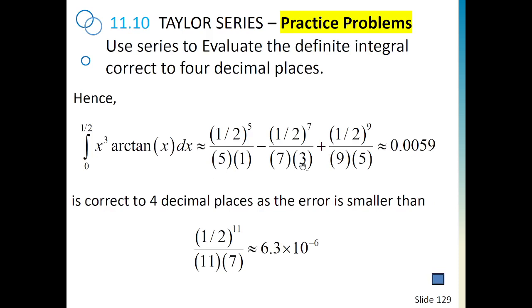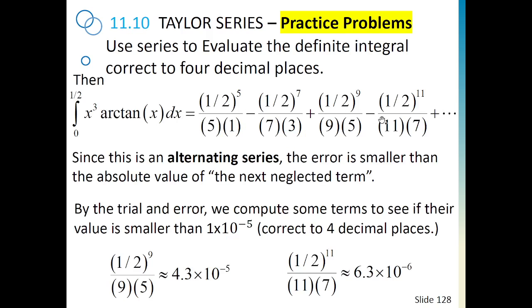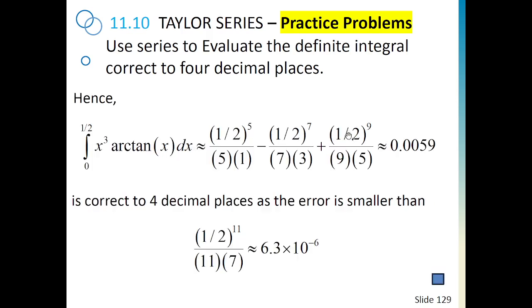Now you just add them using your calculator. This approximation is correct to 4 decimal places because the error is smaller than the next neglected term. So this was a little bit of trial and error. I had to use the expansion and then test 1 or 2 of these expressions to see which one satisfies the condition for the error, and that will be my error estimate. The rest of the series in front will be my approximation. Okay, so that's how we normally proceed.